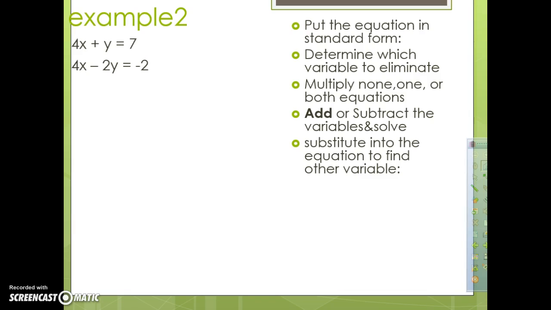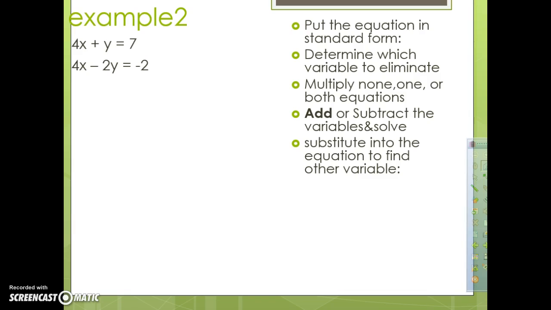Well, we could add them, but what would we get if we add these? It would be 8. Okay, so if we add these together, we would get 8. Here we would get negative y, and so it wouldn't really cancel. We could also subtract them. Now, I will tell you, I generally always add, but in this case, you could subtract.